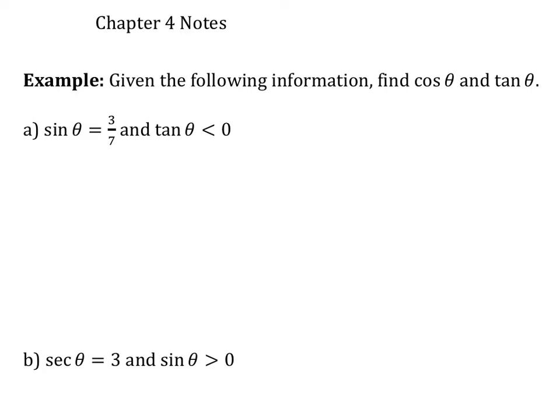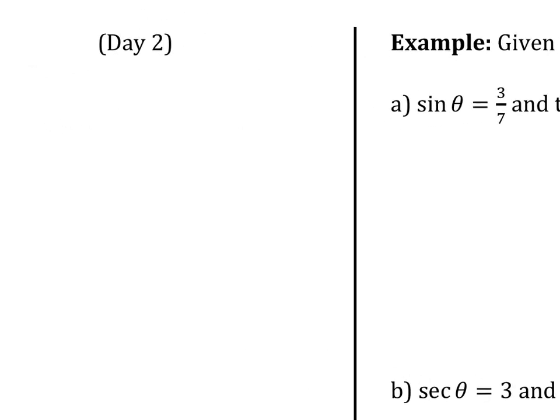Okay, so let's look at this question. Given the following information, find cosine and tangent. And they give you two pieces of information: sine is 3/7 and tangent is less than 0. Okay, this is a little bit tricky to do. So this is where you're going to recall this trick.